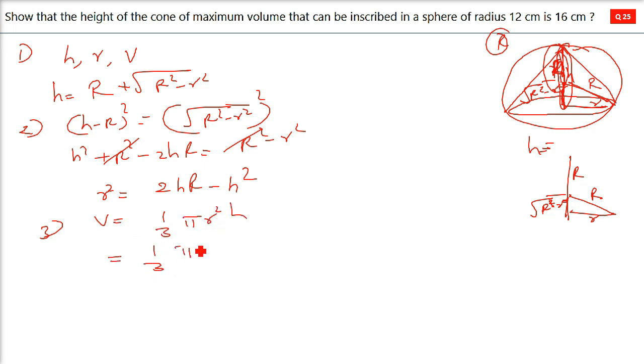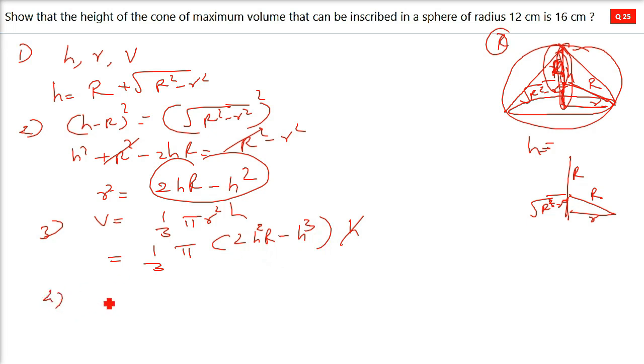In 1 by 3 pi r square h, we will replace r square by 2hR minus h square. R square we can directly replace here. You can also mark this as equation 1, and you can say in English that we are replacing equation 1 in equation 2. Equation 2 can be V equals 1 by 3 pi r square h. That is the way you need to put it on paper.